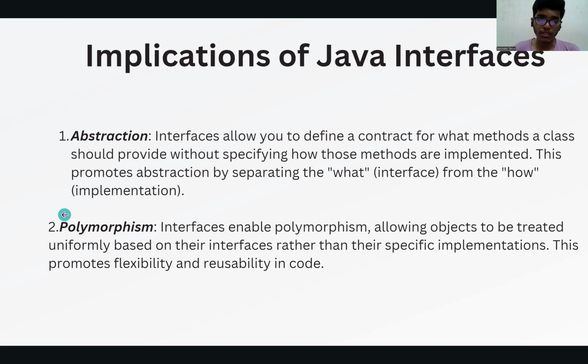So the next implication of Java interfaces is polymorphism. Polymorphism means many forms, like an object may take many forms. Polymorphism is of two types, compile time polymorphism and runtime polymorphism. The compile time polymorphism is again divided into two types, method overloading and constructor overloading. And the runtime polymorphism is of one type, that is method overriding. The Java interface will promote this polymorphism. Using Java interfaces, we can perform polymorphism.